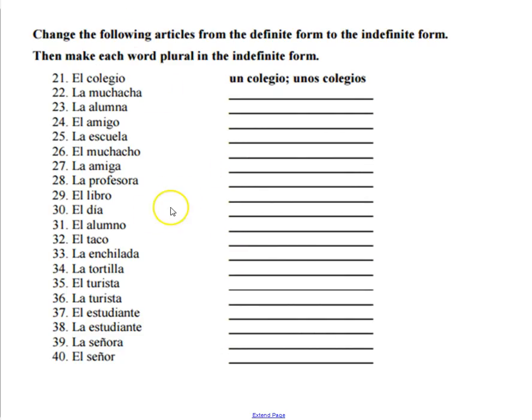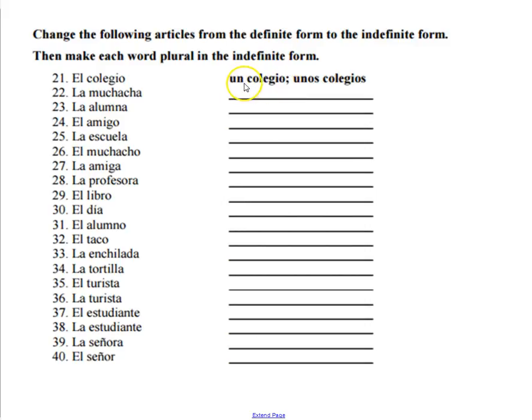And this is page 2 of an exercise you're going to be doing. And I went to page 2 because this is the part we're going to go from, as it says here, change the following articles from its definite form to the indefinite form. Then make each word plural in the indefinite form. So let's look at the example. It says el colegio. El colegio, the private school. We're going to make it a private school, un colegio. We're going to make it some private schools, unos colegios.